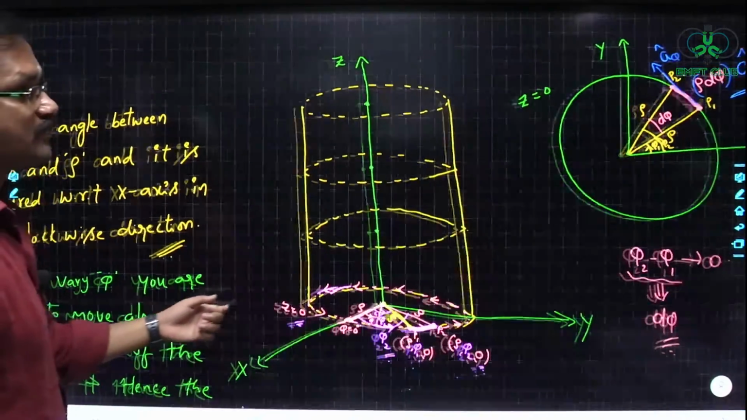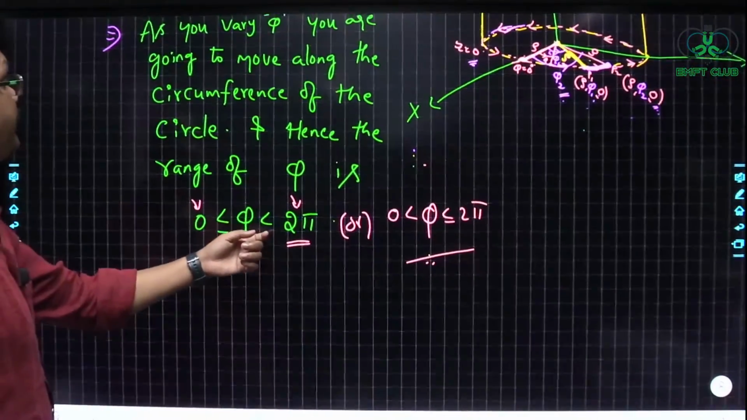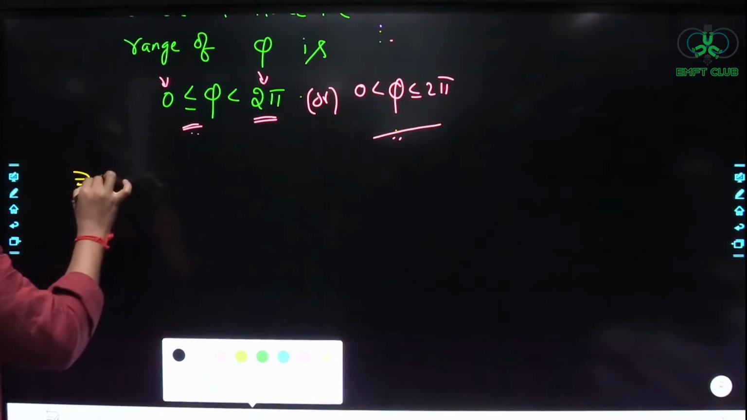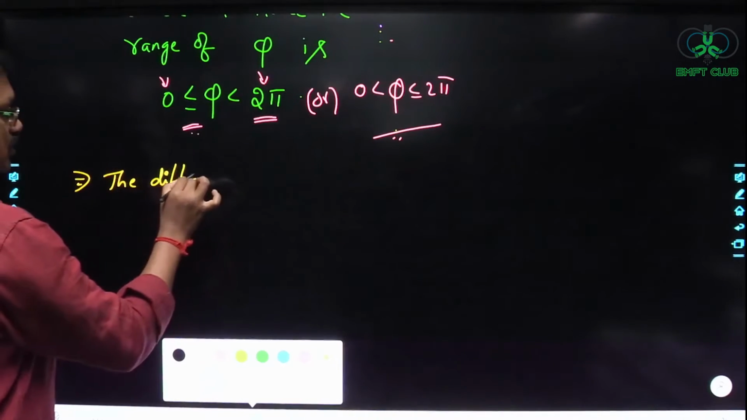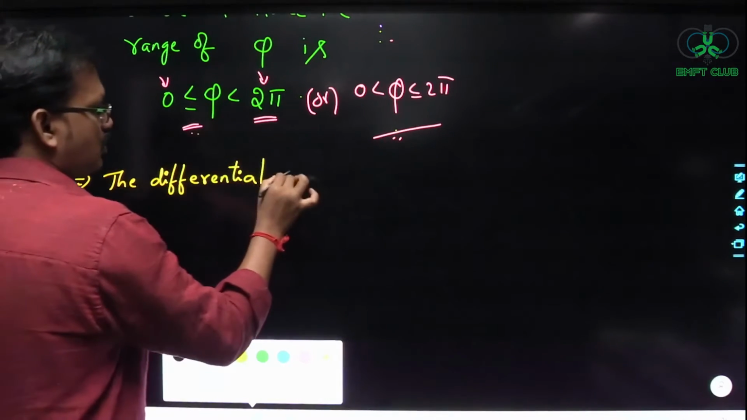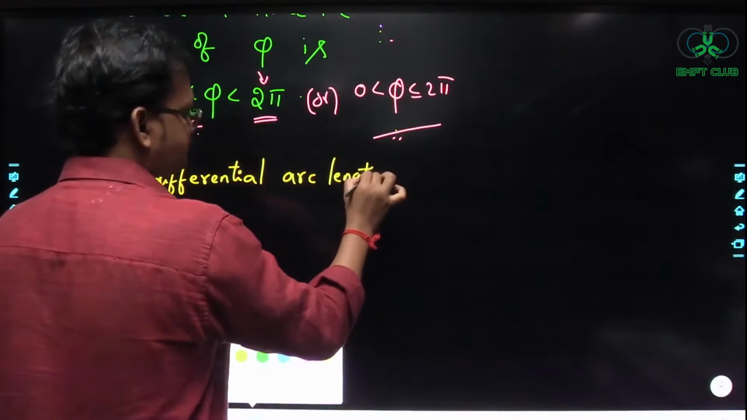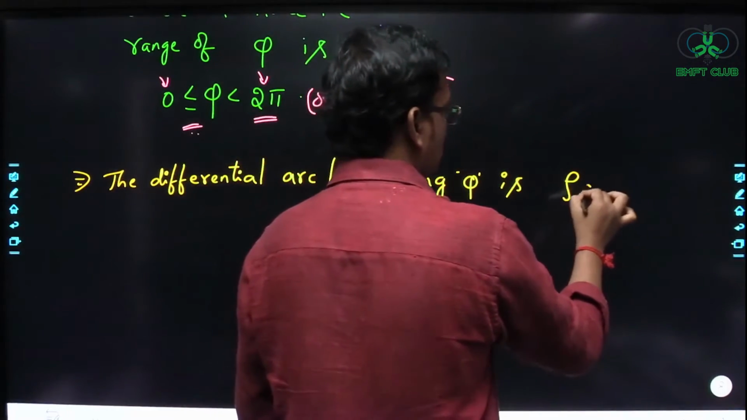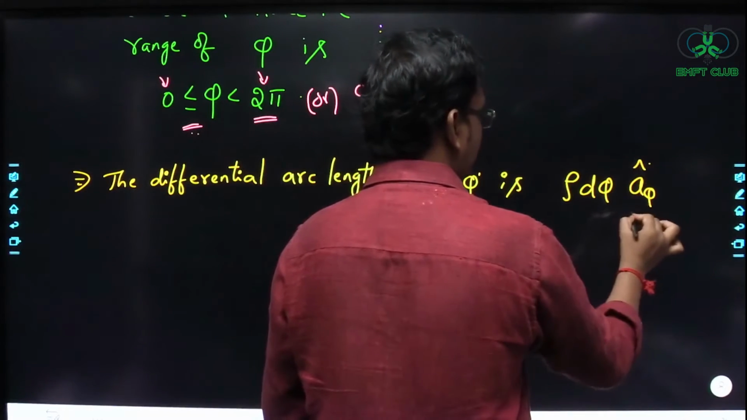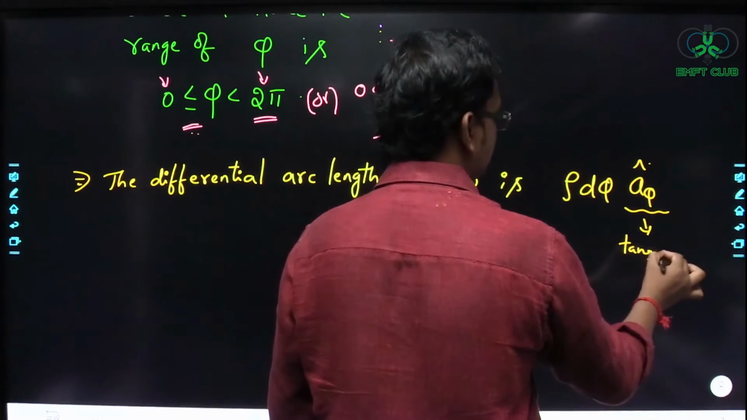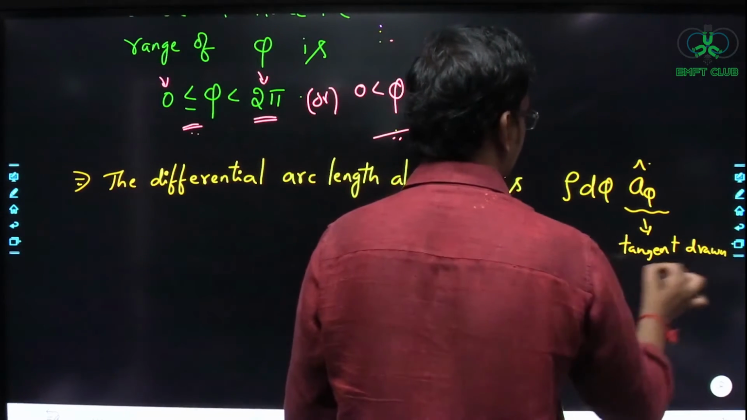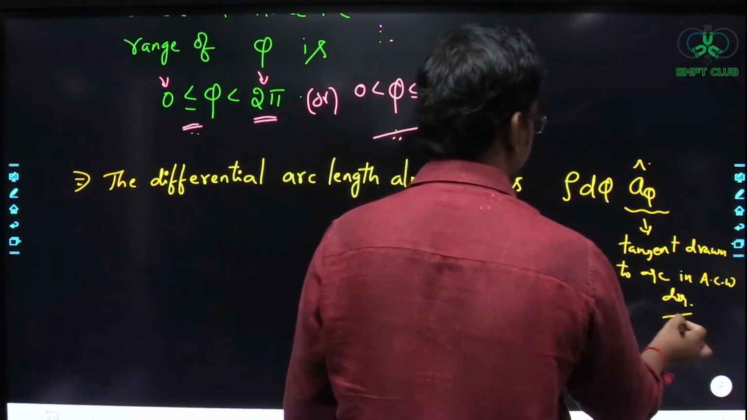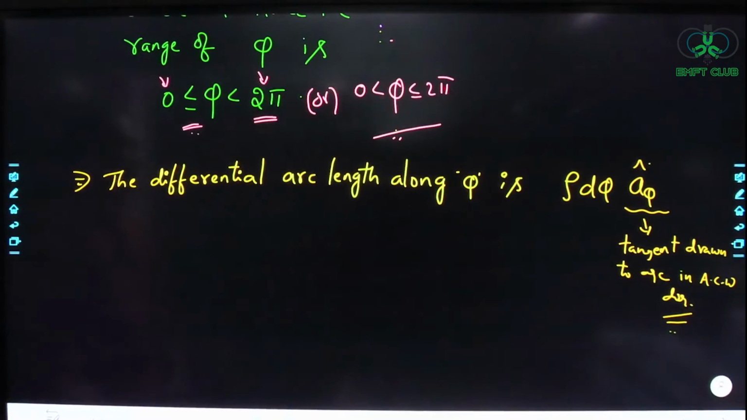Okay. So see here, the differential arc length. So next point is the differential arc length along phi. It is nothing but rho d phi a phi cap, where this a phi cap is the tangent drawn to the arc in anti-clockwise direction. Understood? So this is the differential arc length along phi.